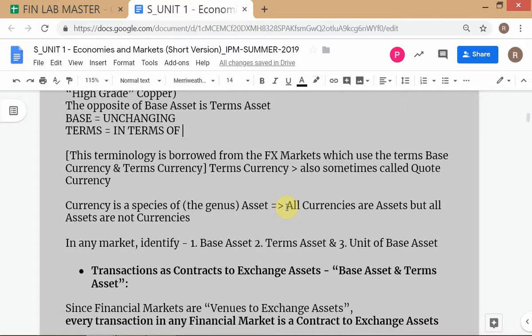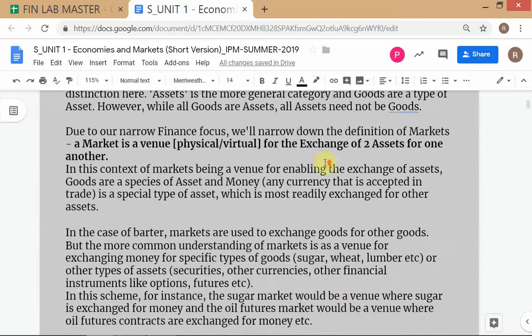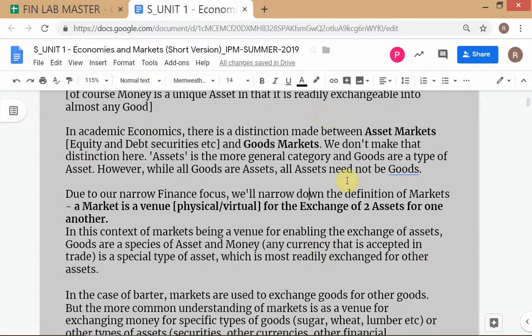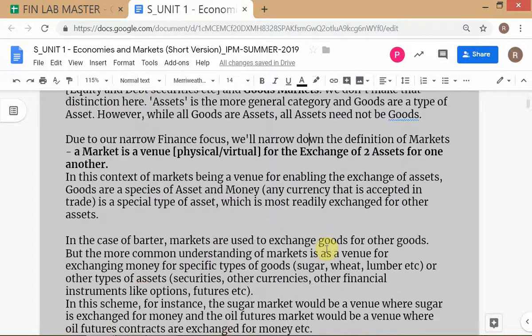Okay. So I've defined asset here, as you can see in your earlier part of the notes. In academic economics and finance, they make a distinction between asset markets and goods markets, but I'm not going to make that distinction because I don't think it's a very useful distinction in the context of the study of financial markets in the modern world. Okay, so we don't make this distinction. So everything is an asset.